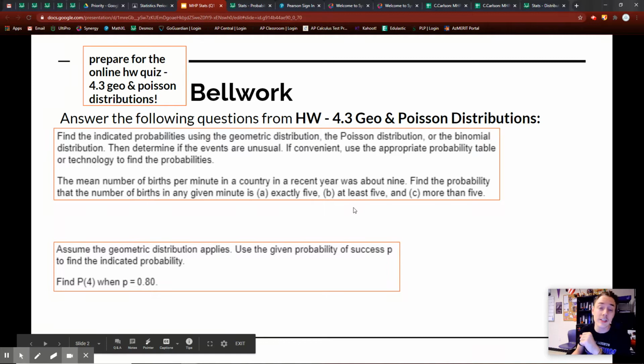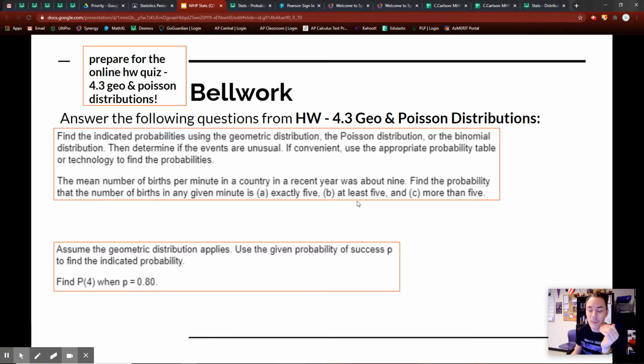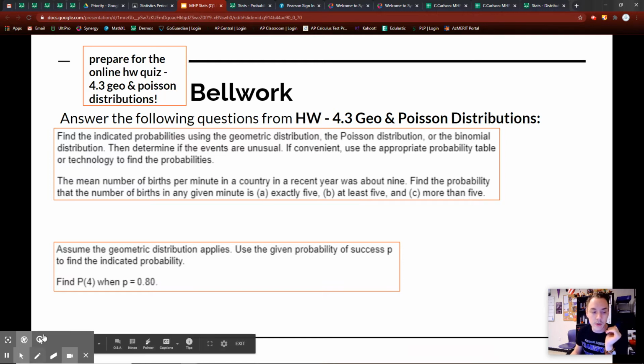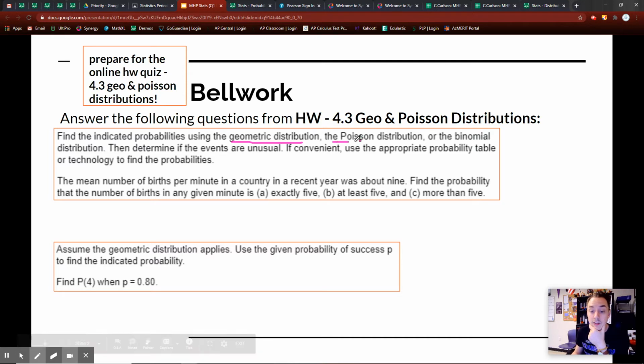So these are 2 questions that you'll more than likely see on the homework quiz. Let's go through the first one. Find the indicated probabilities using geometric or the Poisson or binomial. This one's kind of difficult because now it's telling you that you can use Poisson, binomial, or geometric. How do you know which one it is? First of all, it's on a homework quiz, so it's definitely not going to be binomial. But how do you know which one is geometric or Poisson?